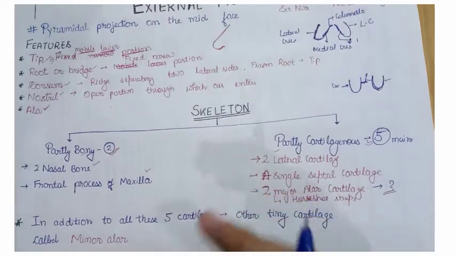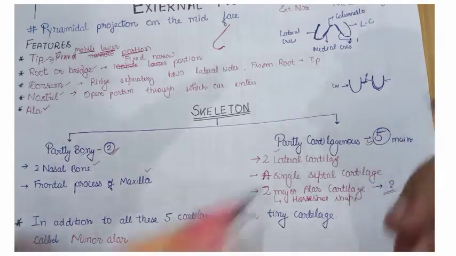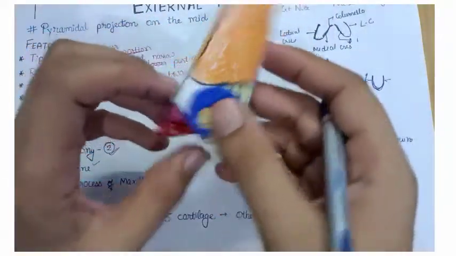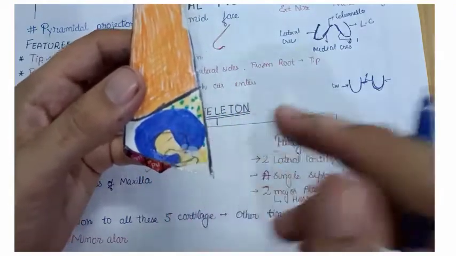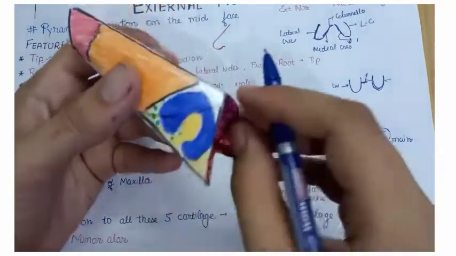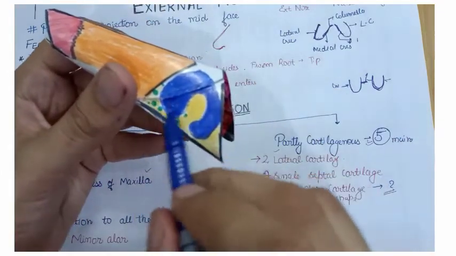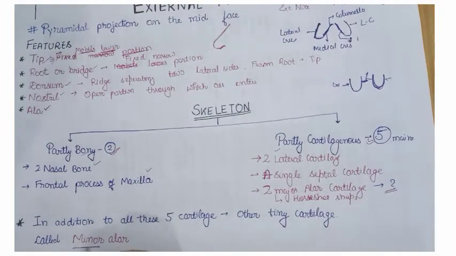So in addition to all these 5 cartilages, we have other tiny cartilages, the green portion, present more anteriorly and more superiorly to the major alar cartilage, and surrounded by fat. The yellow portion that you see here on both sides is the fat. These are called the minor alar cartilages.